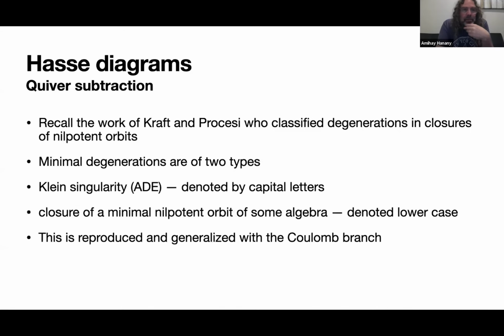So this calls for a set of minimal degenerations. Minimal degenerations are those which have only two leaves, the origin and anything else. And this goes back at least to the work of Kraft and Procesi, and even before, Brieskorn and Grothendieck.